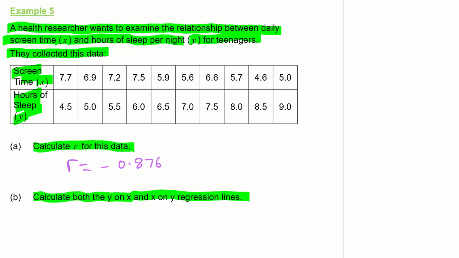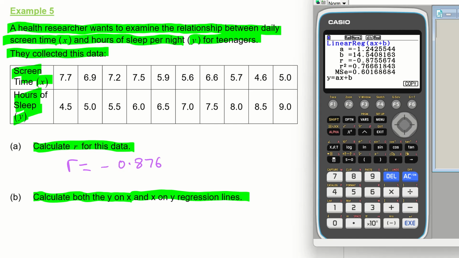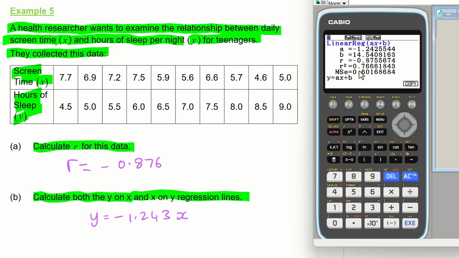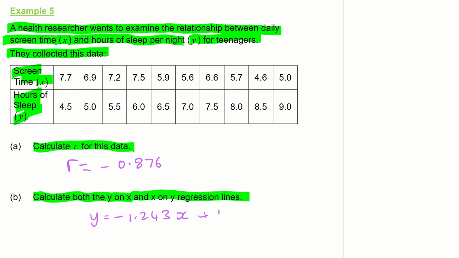And then because we've got it set up this way, we are looking first at the Y on X line, and we can see the A is negative 1.243. So Y is negative 1.243x, and then plus 14.541. And that is my Y on X.